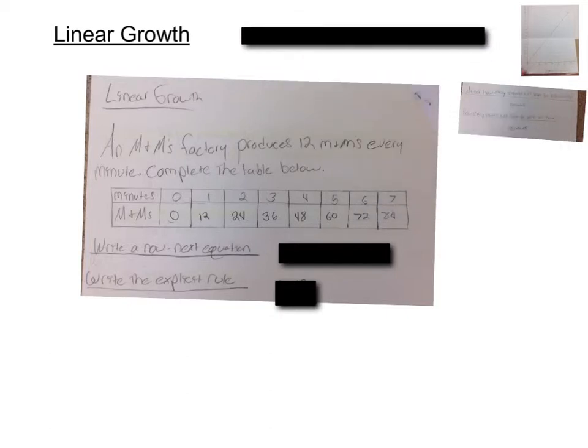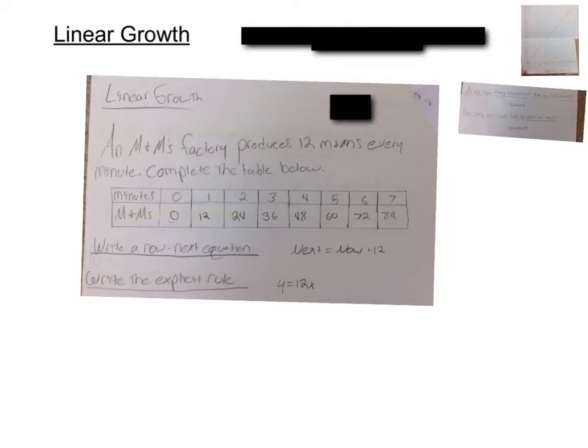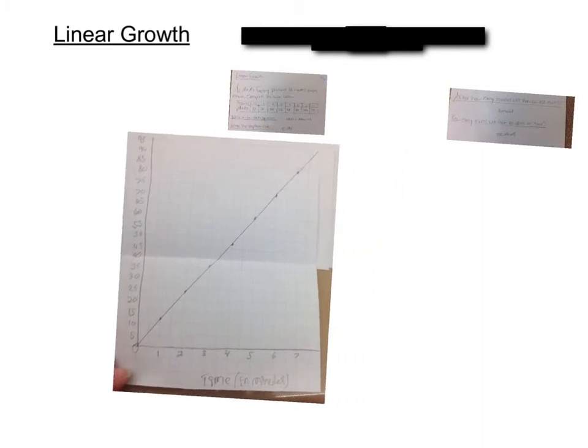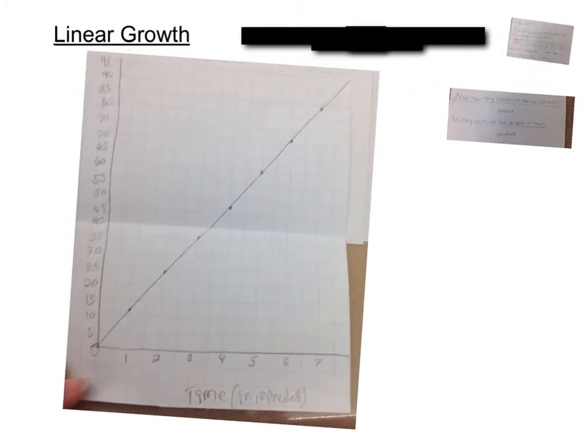Now, the now-next equation for this problem should look like this. Next equals now plus 12, because as you can see in the table, it is increasing by 12. And your explicit rule should be y equals 12x, and there is no y-intercept, as you can see. After you finish, you should graph that equation, and your graph should look like this. It is a straight line because it is linear, and it increases by 12 every minute.